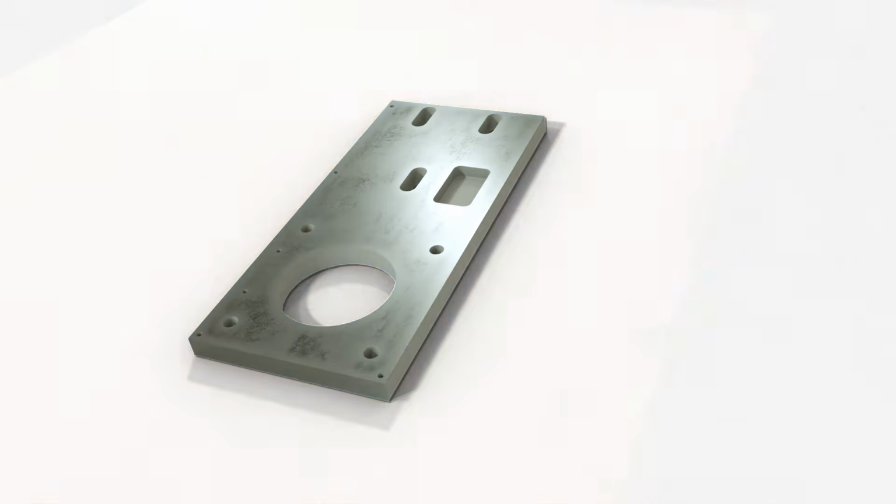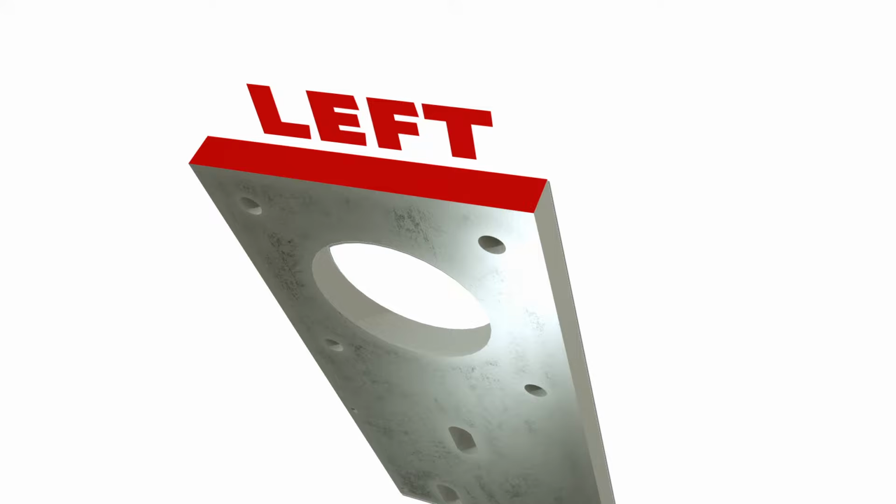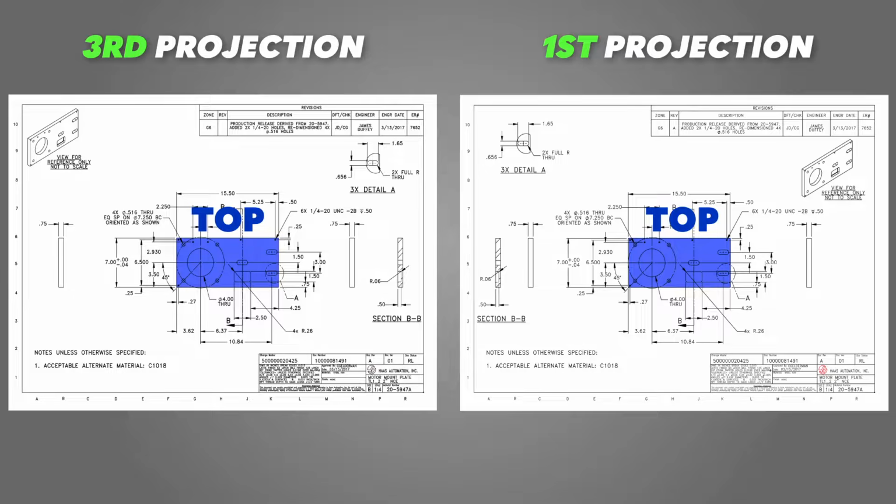As we rotate the part up and to the left, we see the left side. It's highlighted here in red. Looking at the split screen, we can start to see the differences between first angle and third angle projection. The left side of the part is shown here on the left side of the drawing in third angle projection, but it's shown on the right side of the drawing in first angle projection. Now it's the same physical side of the part, it's just shown in a different place on the drawing.